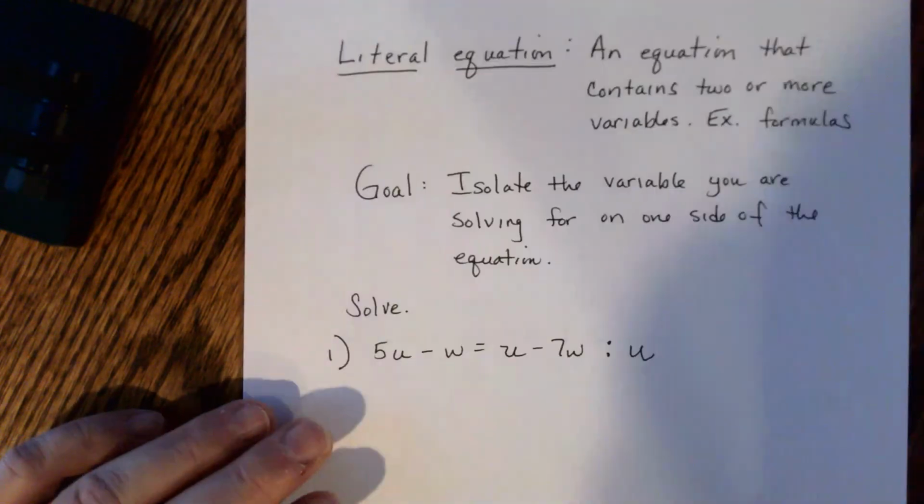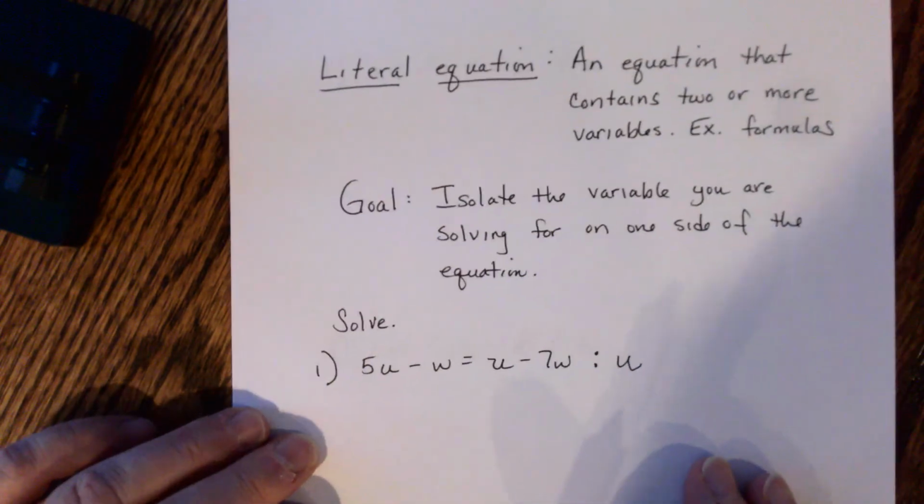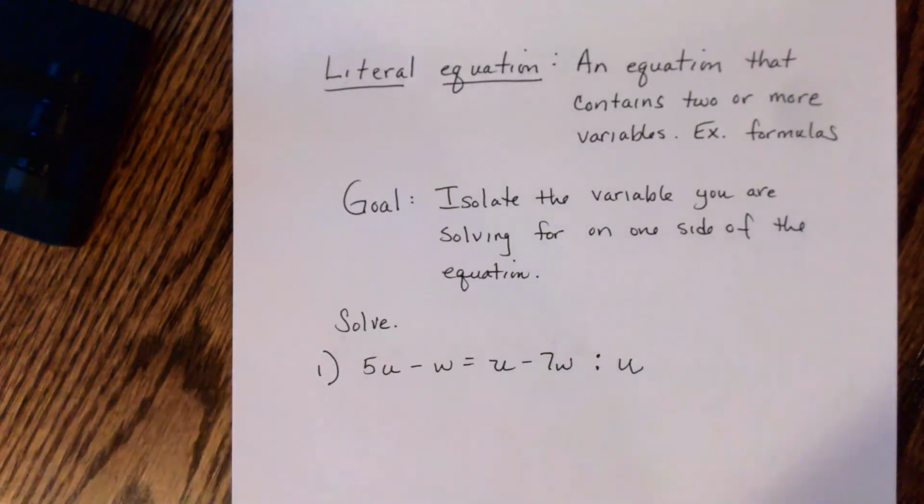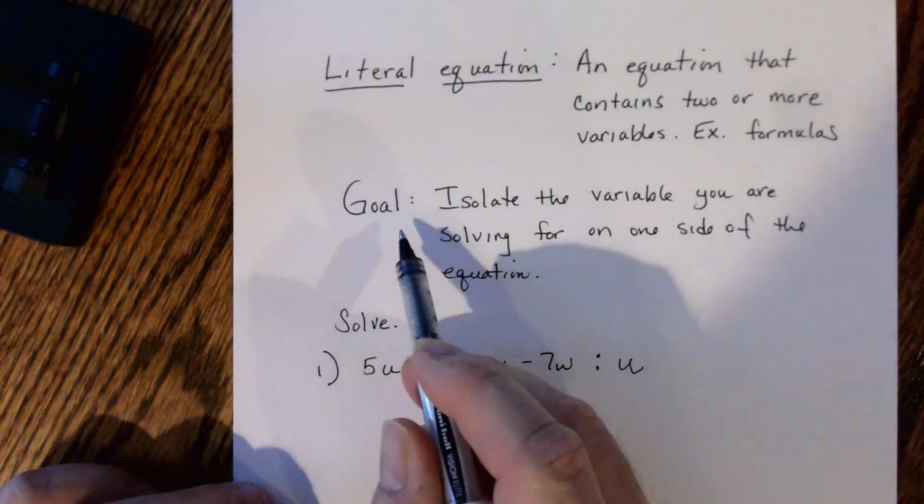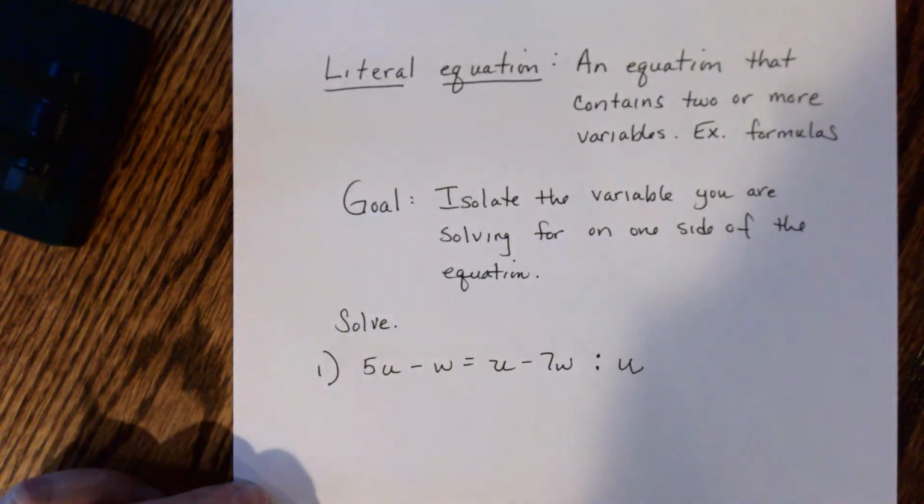Now I want to take a look at another type of equation solving, and that's called a literal equation. An equation that contains two or more variables. An example would be formulas. A lot of times when you're working with formulas, you want to be able to solve just for one of the variables. So your goal really hasn't changed. Your goal is to isolate the variable you're solving for on one side of the equation.